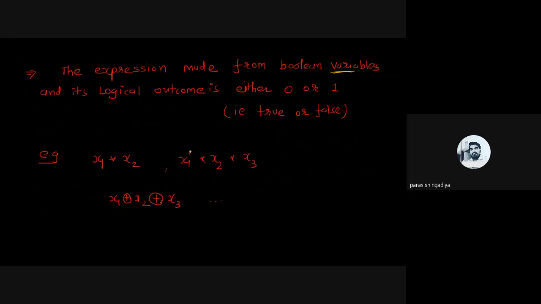Another is x1 dash star x2 star x3, where x1 dash is the complement. Any form you can consider here. And then for ring sum, x1 ring sum x2 ring sum x3, and so on. So these are a few examples of Boolean expressions. We'll solve them and get the output either 0 or 1. So this is the definition of Boolean expression, how we can define it.